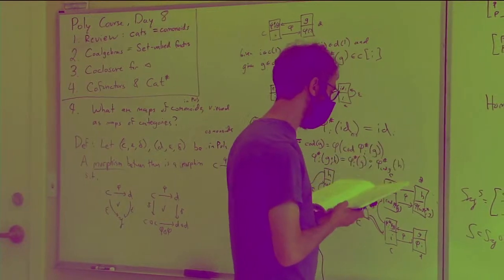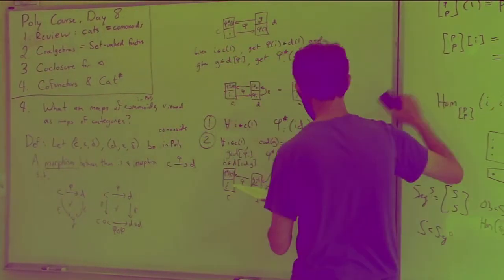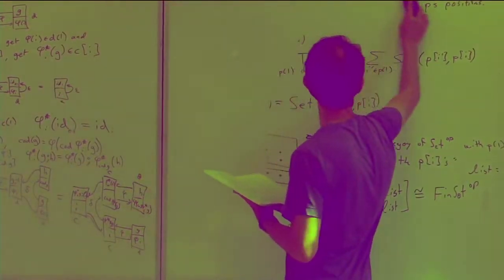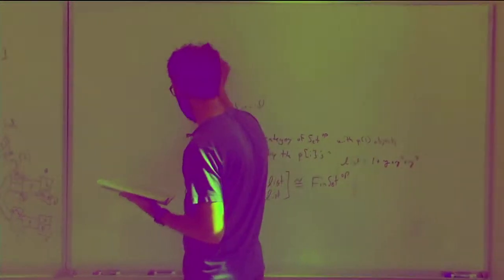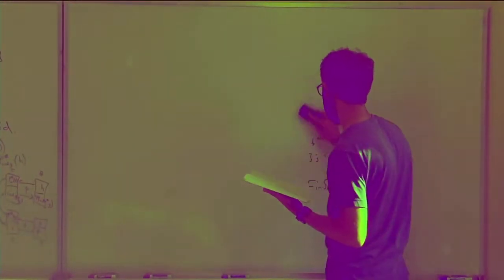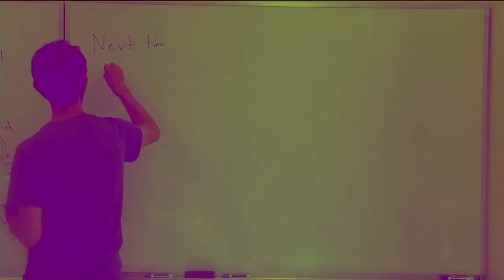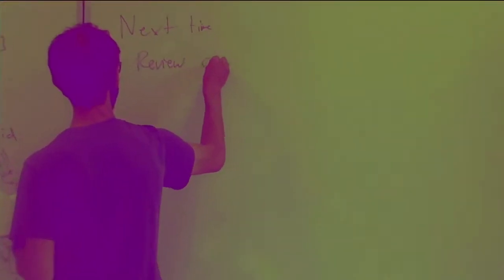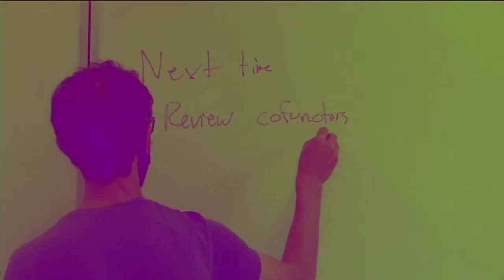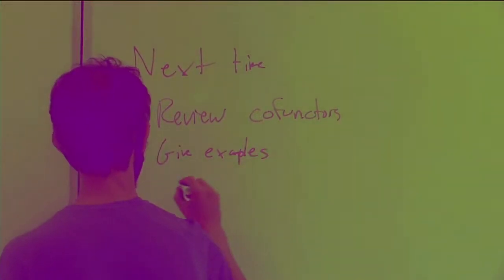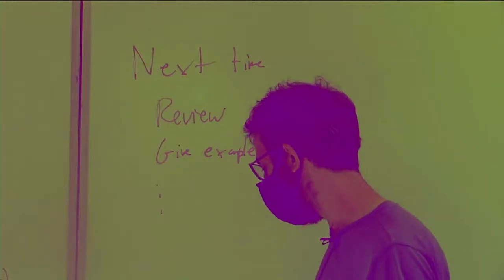So let me give you some examples. What time is it? 59? Oh, I think we usually stop at this time. So what I'll do is I will start again next time with where we are now. I'll remind you what a cofunctor is, and then I'll define the category. So next time, review cofunctors, and then give examples, and then some other stuff, like talk about co-free comonoids.